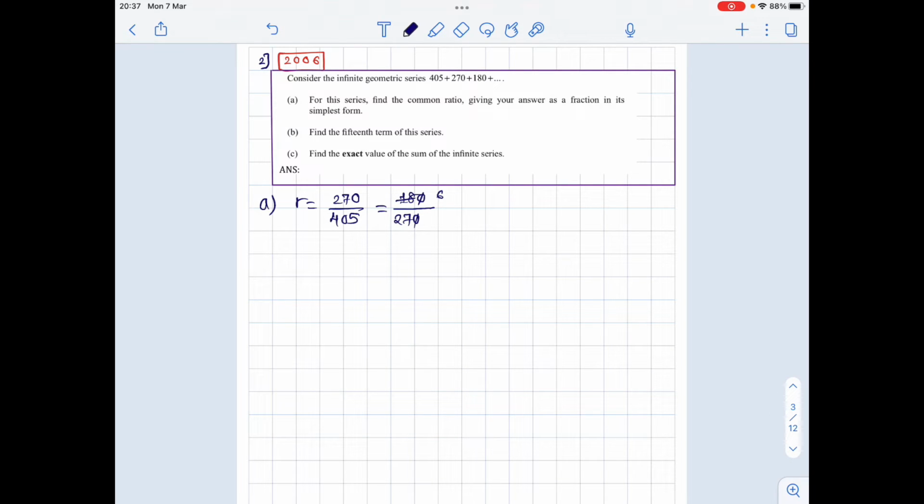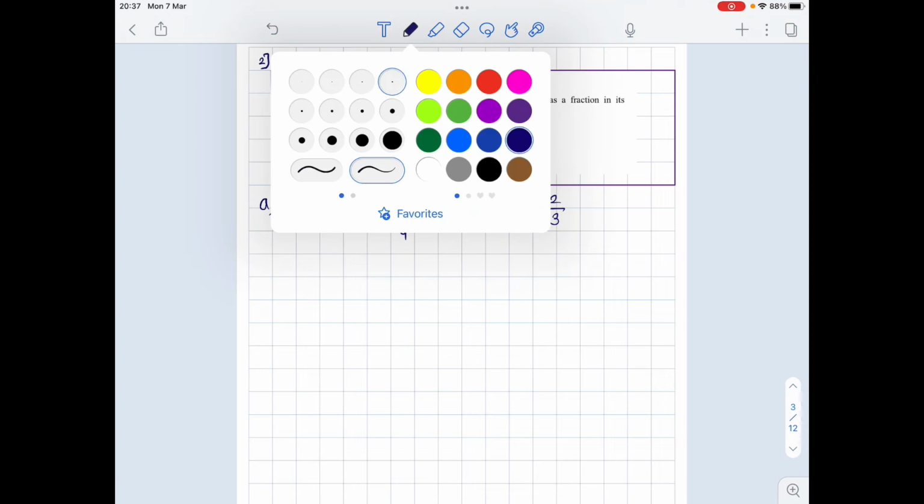3 times 6 is 18. 3 times 9 is 27. They said simplest form, so this is not 6 over 9. This again has a common factor. 3 times 2 is 6, 3 times 3 is 9. So the final answer is 2 over 3.